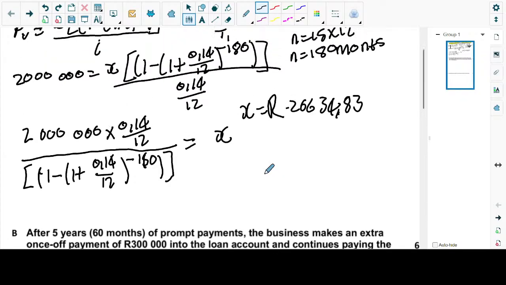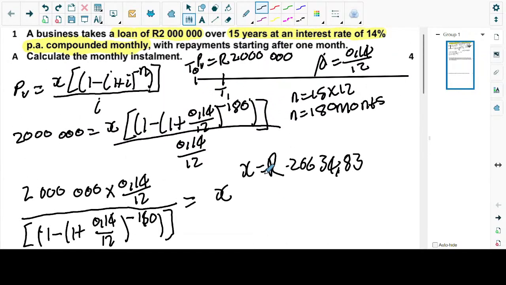Now, the business is going to be making 180 different payments. Remember, this 2 million here is excluding interest. That is why I wanted you to define what this present value is, because this money excludes the interest. We haven't counted the interest. But the x value that you just calculated is the monthly payment that we're going to be making, including interest. Does that make sense?